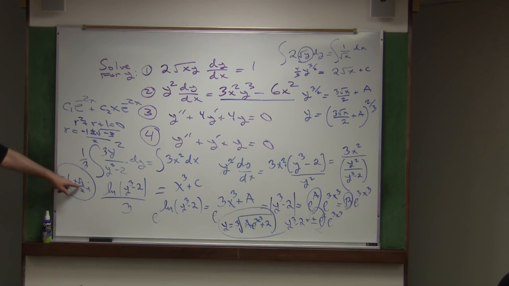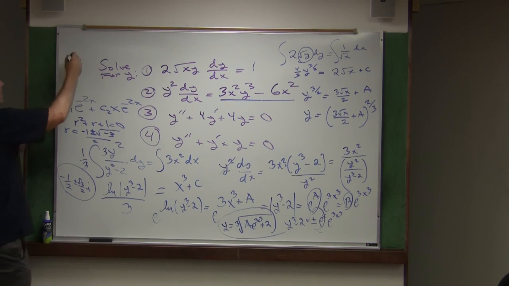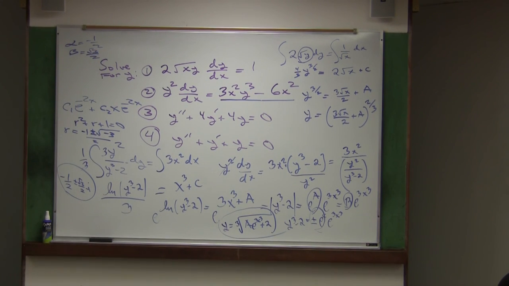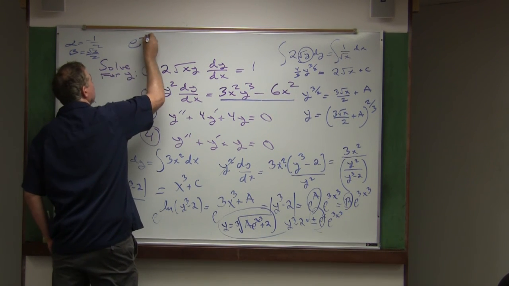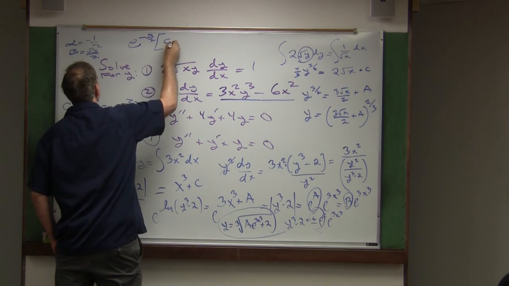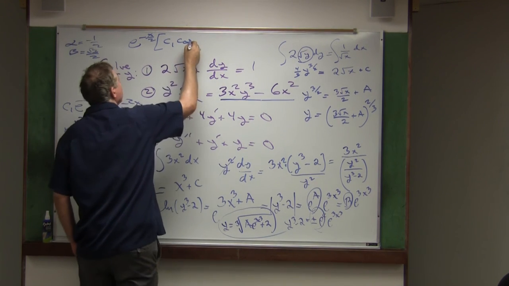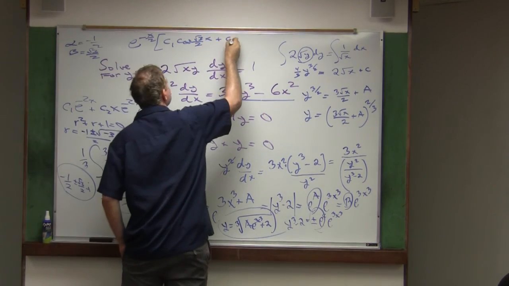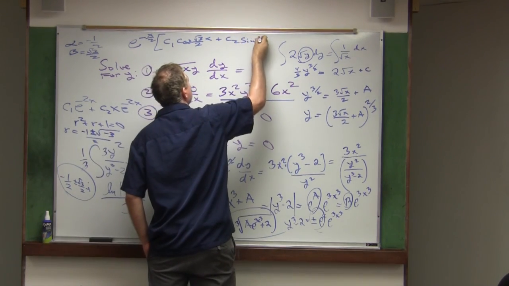That's going to be your alpha plus or minus beta i. So what's your solution? So alpha is minus a half and beta is √3/2. So what's your solution? e to the minus x/2, C1 cosine √3/2 x plus C2 sine √3/2 x.